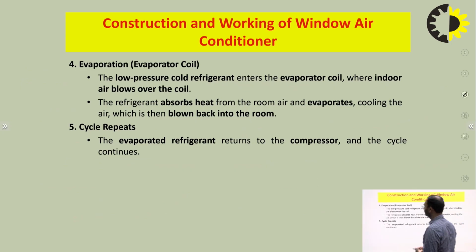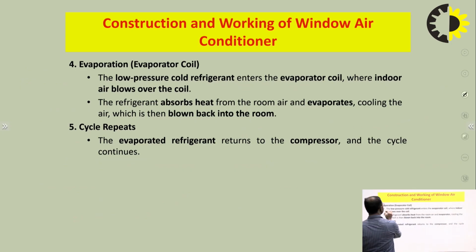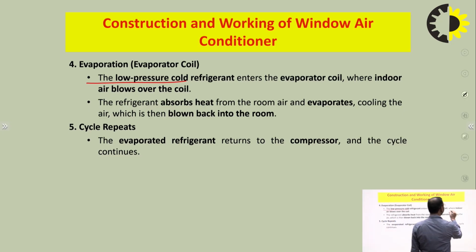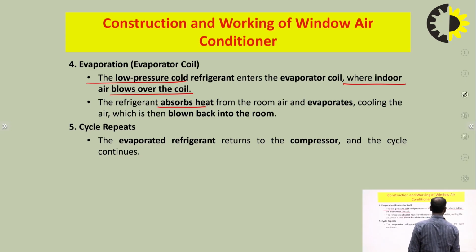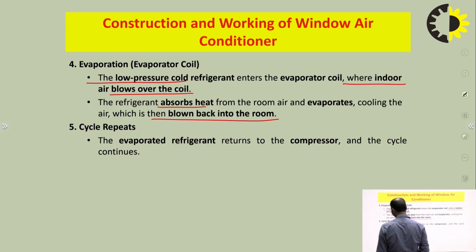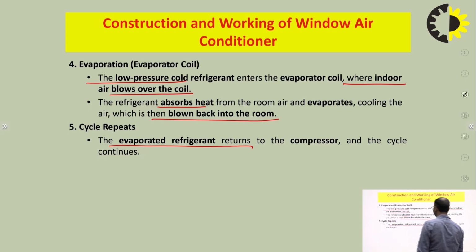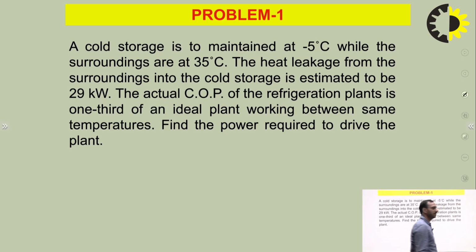Then the last process is evaporation. In this, the low pressure cold refrigerant enters the evaporator coil, where indoor air blows over the coil, and the refrigerant absorbs heat from the room air and evaporates, cooling the air, which is then blown back into the room. Further, this cycle repeats and the evaporated refrigerant returns to the compressor and the cycle continues. Now, I will discuss some important numerical problems related to refrigeration and air conditioning.